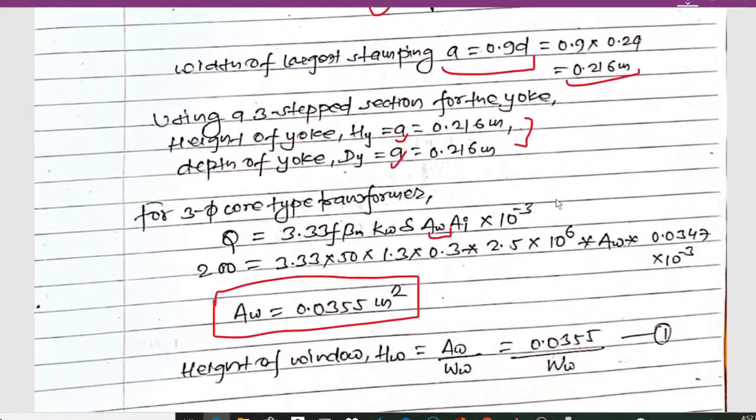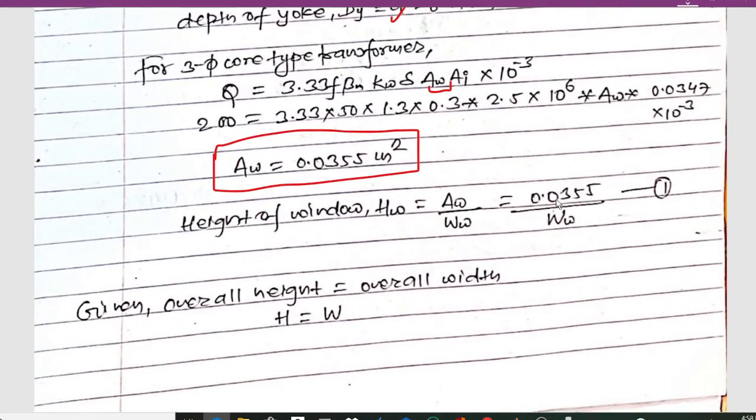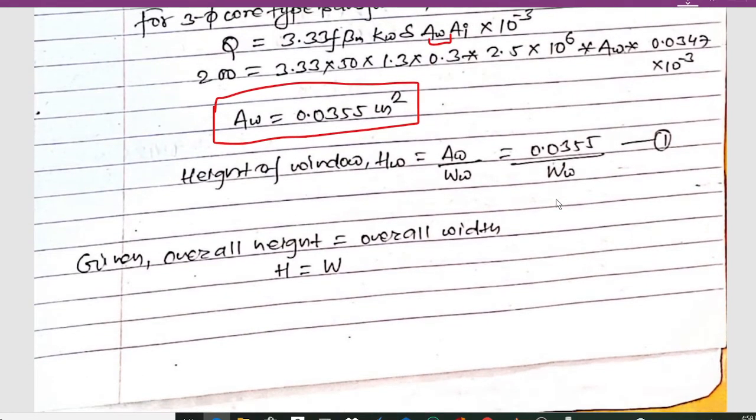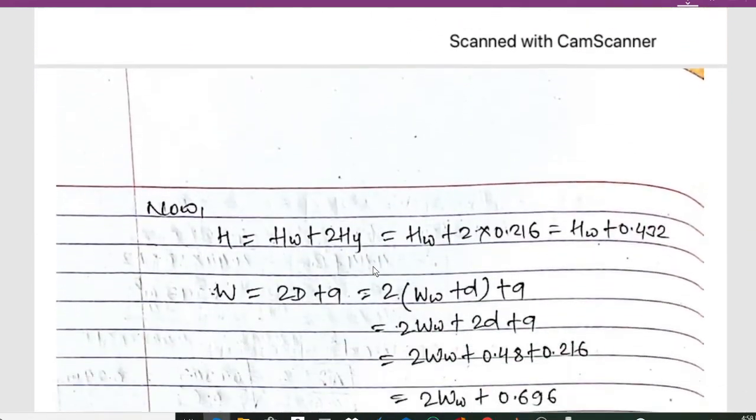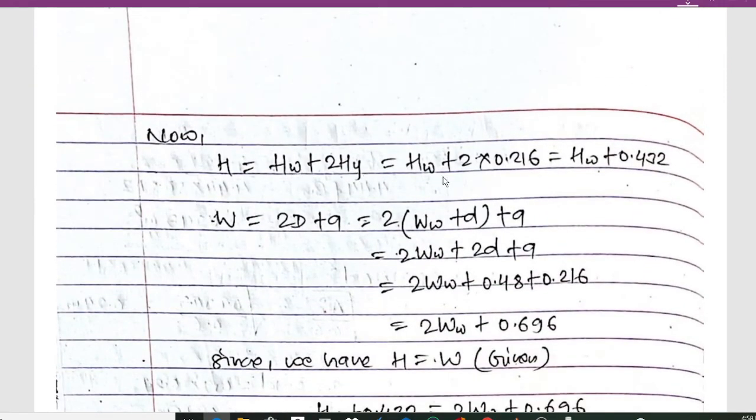Now for a 3-phase core type transformer, overall height is equal to overall width, S equals W. Here we have H will be Sw plus 2Sy, and in place of Sy we have a. So Sw plus 0.432, and W will be 2D plus a. In place of D we can write Ww plus d plus a, so 2Ww plus 2d plus a. We have obtained the values of d and a, so we substitute them: 2Ww plus 0.48 plus 0.216. So 2Ww plus 0.696.